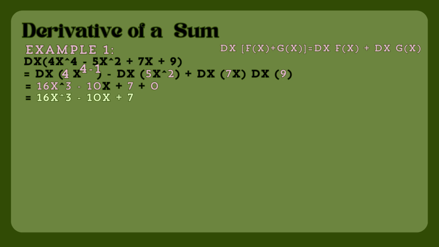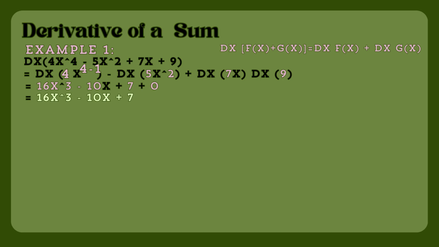The derivative of 7x. Since variable x has 1 exponent, 1 times 7 is 7. 1 minus 1 is 0. Any variable that has a 0 exponent will be cancelled, so the derivative of 7x will be 7. Since 9 is a constant and has no variable in it, its derivative will be equal to 0.